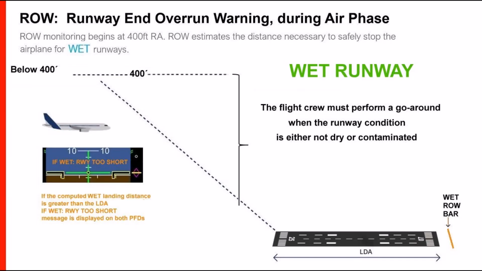Below 400 feet, if the calculated wet landing distance is greater than the landing distance available, the message "if wet, runway too short" is displayed on both PFDs. The flight crew must perform a go-around when the runway condition is either not dry or contaminated.